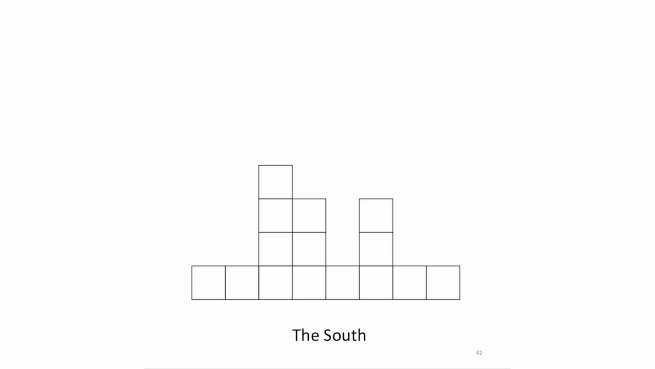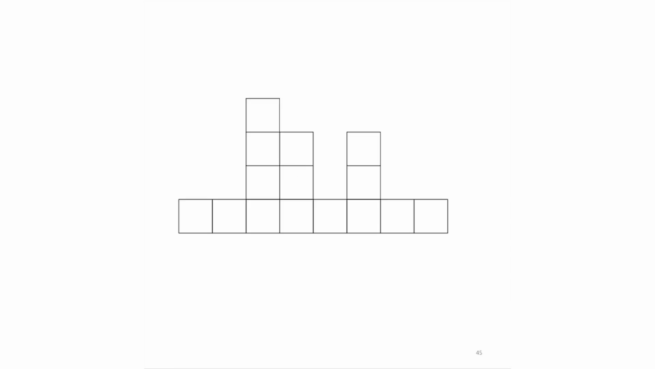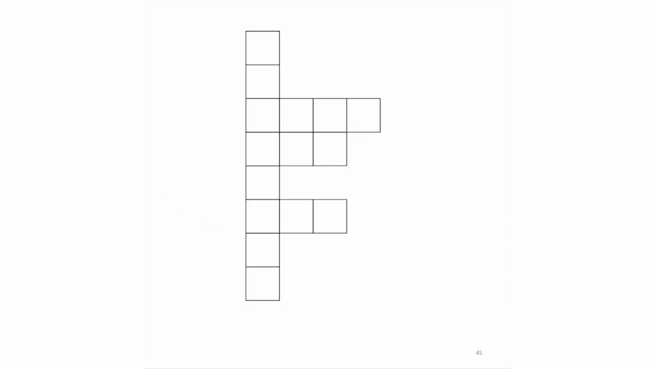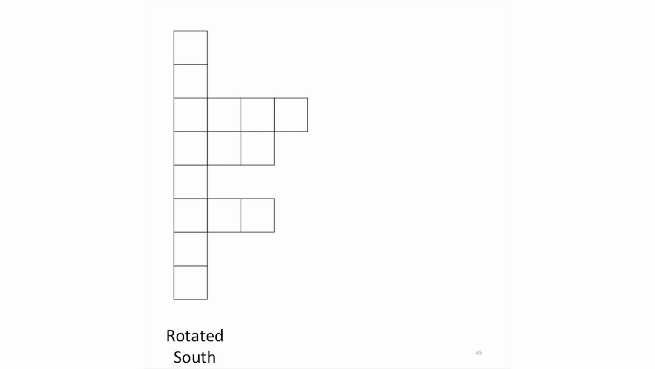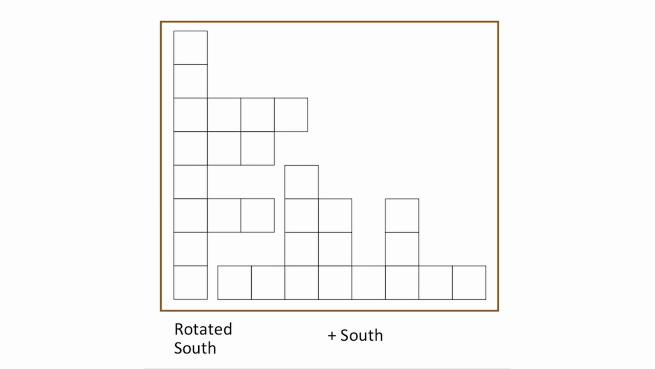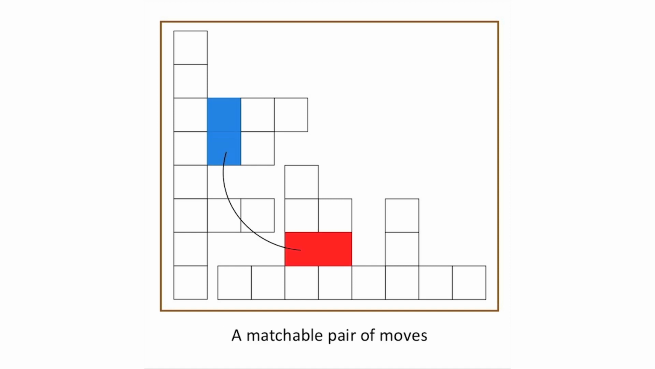We'll next show that rotations yield negatives. We'll illustrate this by considering the South as a particular example. If we rotate it by 90 degrees, we obtain another game, called the rotated South. Now let's consider playing the sum of the rotated South plus the South, or using their nicknames, rotated S plus S. We observe that every blue move in rotated South corresponds to a red move in South, and vice versa.